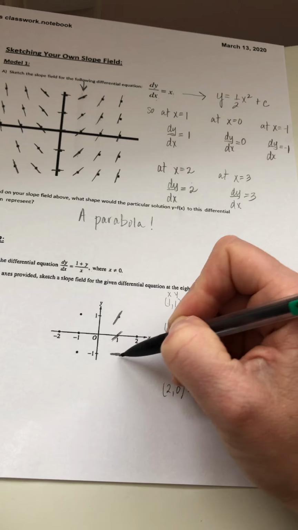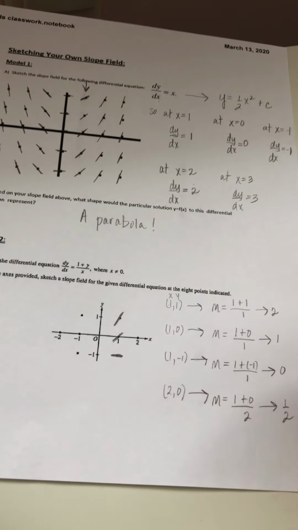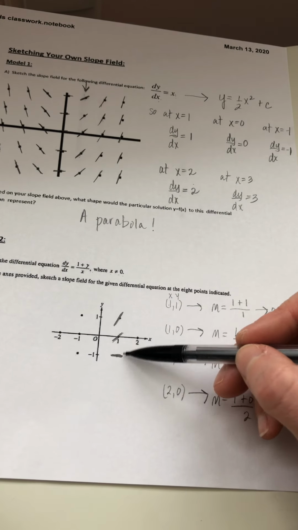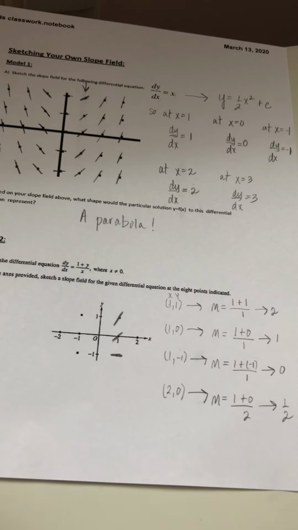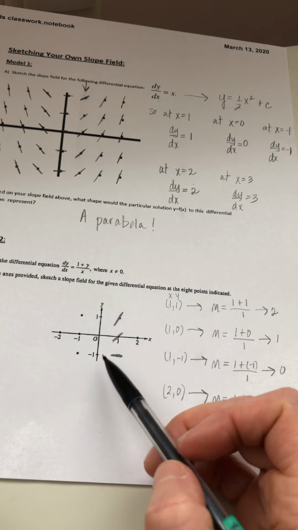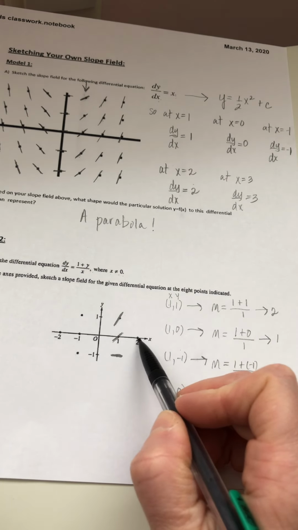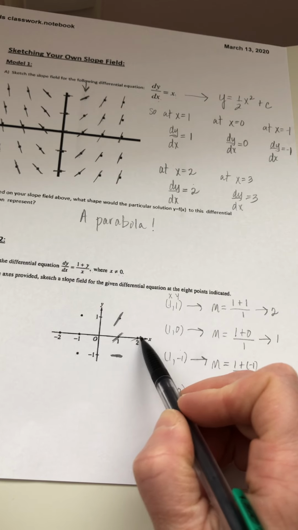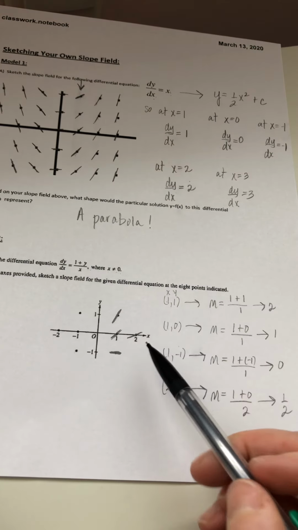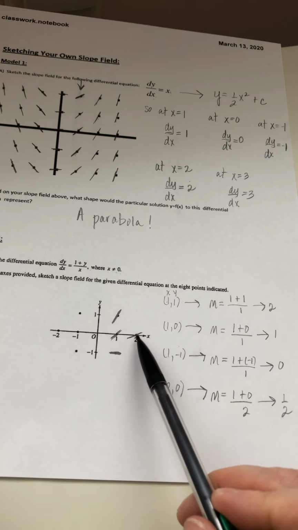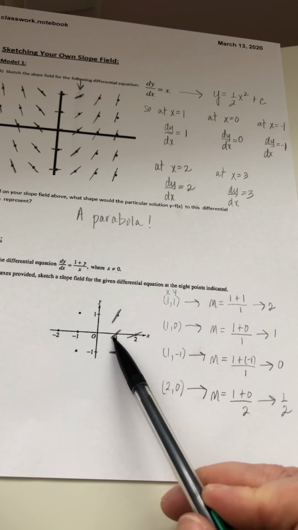All right. So relative to each other, they do make sense. Make sure your slope of 2 definitely looks steeper than your slope of 1. And at 2, 0, I have a slope of 1/2. So again, make sure, relatively speaking, that your slope of 1/2 is not as steep as your slope of 1.